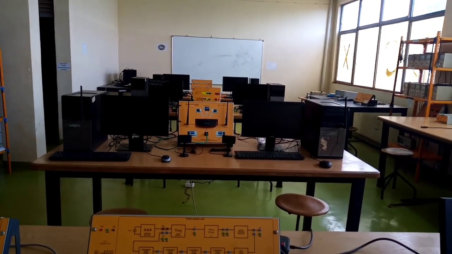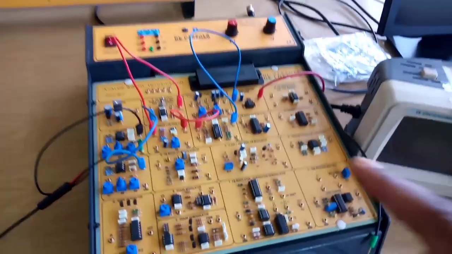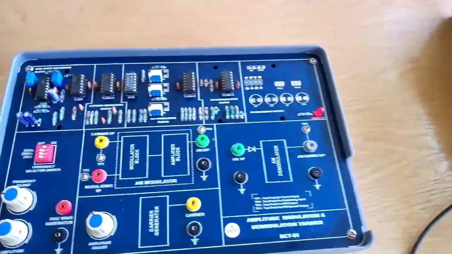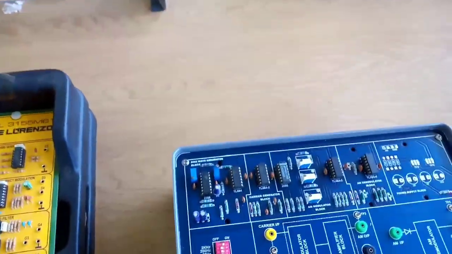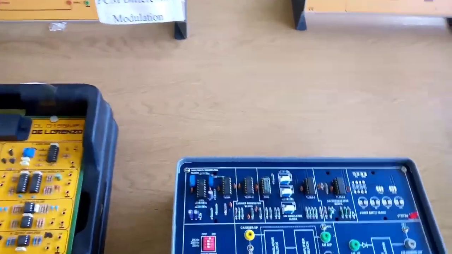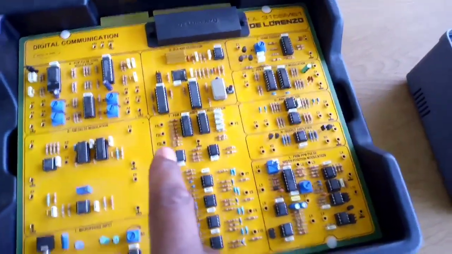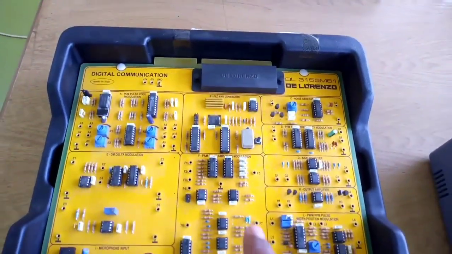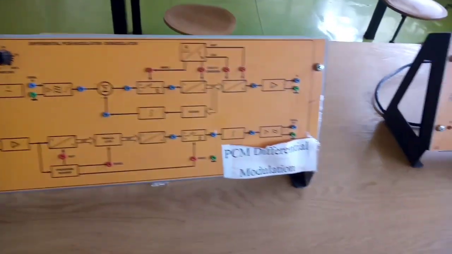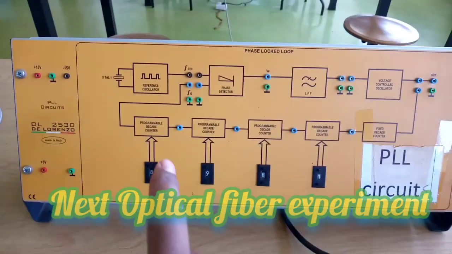3. Communication system experiments. This is data modulation and demodulation, carrier generator, and transmit data. This one is also another communication system experiment. This one is also another communication system experiment. This one is also another communication system network.